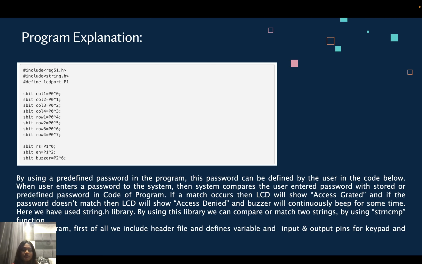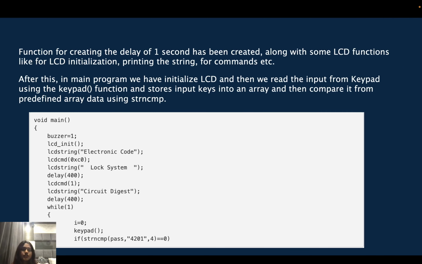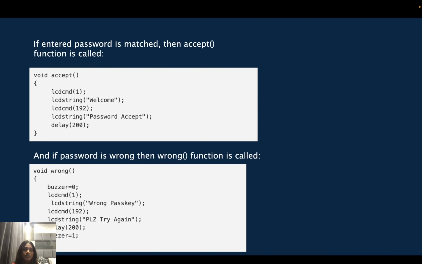In this program, first of all we include the header file and define variables and input and output pins for the keypad and LCD. A function for creating a delay of 1 second has been created along with some LCD functions, like for LCD initialization, printing a string, for commands, etc. After this, in the main program, we initialize the LCD and then read input from the keypad using the keypad function and store the input keys into an array, then compare it with the predefined array data using strncmp. If the entered password matches, then the accept function is called, and if the password is wrong, the wrong function is called, as you can see.